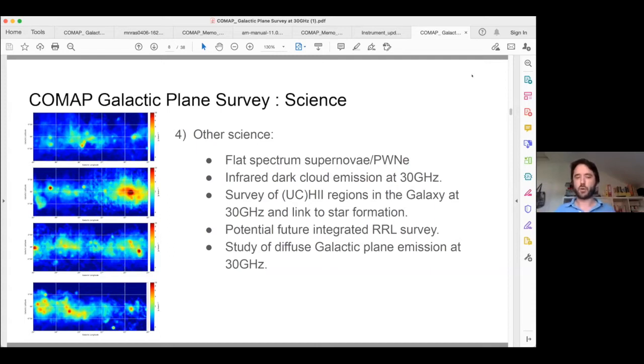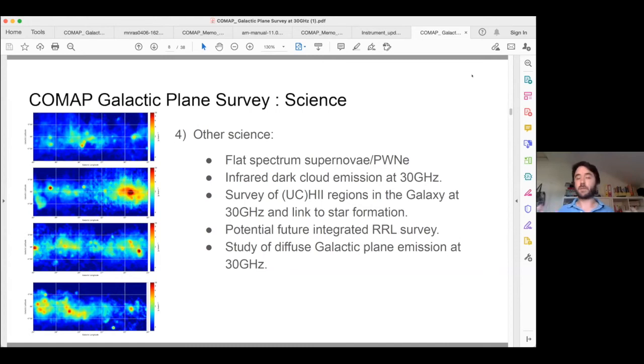We can also do, there's also lots of supernova remnants still visible at 30 gigahertz that we can look at. Primarily, these are ones where they are being re-energized in some way. So you have mostly pulsar wind nebulae on the smaller scales, but you also have Fermi accelerated or shocked shells from expanding supernovae that are expanding into the ISM.